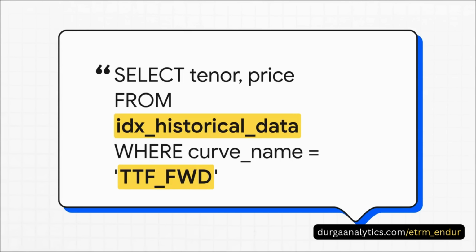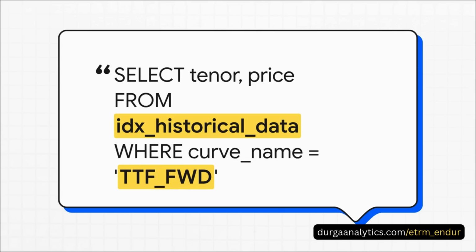With just one command, you can pull every single raw data point for our TTF forward curve right from the IDX historical data table. This is by far the fastest way to bypass the UI and see exactly what the system is using. It's absolutely essential for rapid-fire troubleshooting.